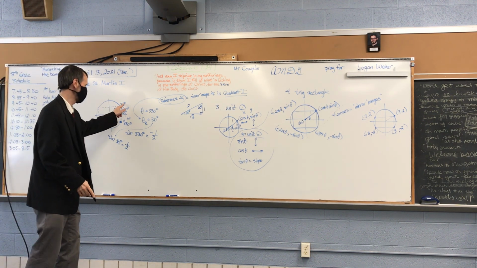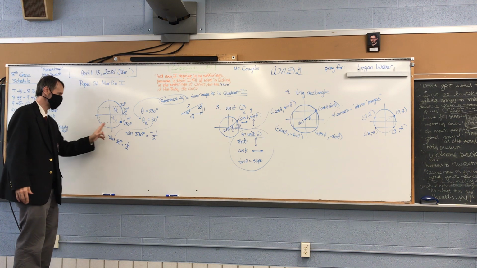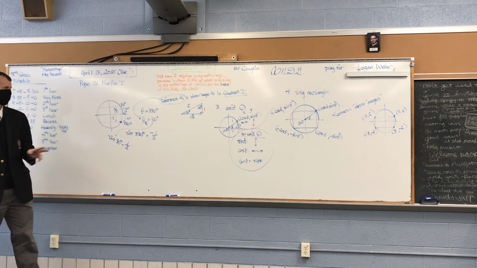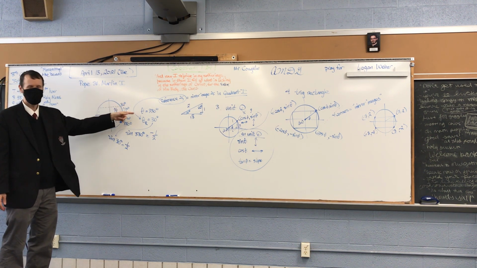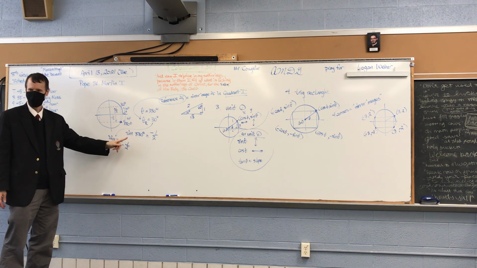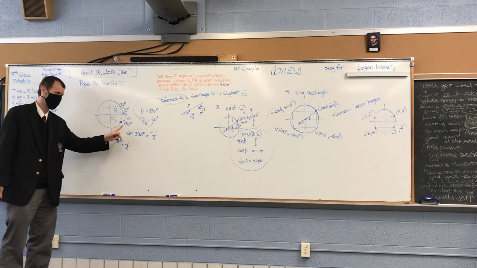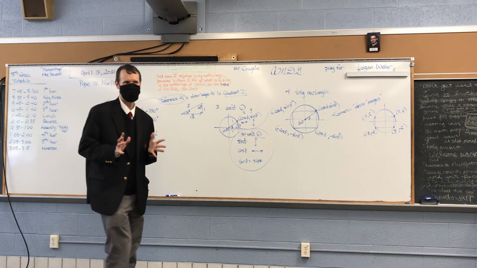If you've got the sine of 30, you've also got the sine of 150, 210, and 330. Same thing for cosine. You have the cosine of 30, you have these 3 as well. If you have the tangent of 30, you have these 3 as well. That's part of the shortcut.